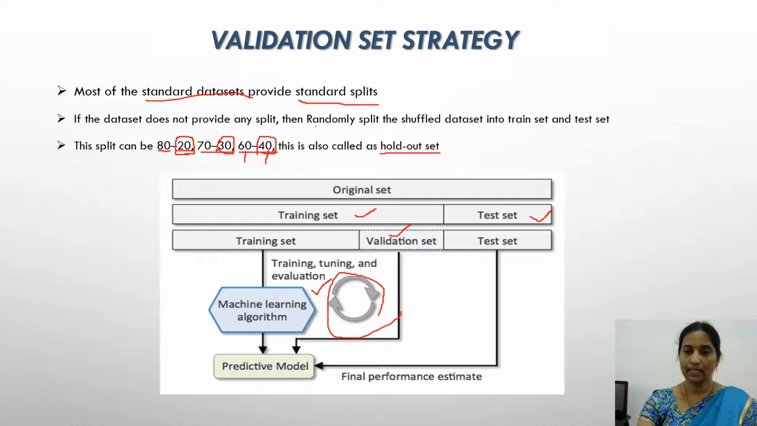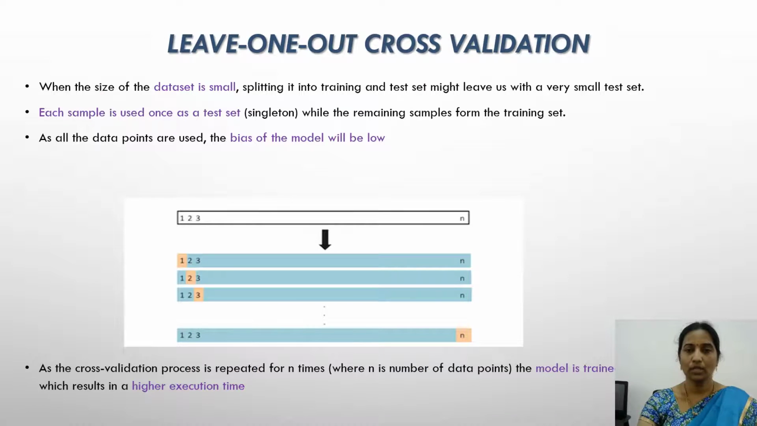So let us have a look at the other strategies. The next strategy is the leave one out cross validation strategy. In this leave one out cross validation strategy, let us see first of all why we should go for this rather than using the validation set strategy. In the validation set strategy, what we are doing is reserving a portion of the data set for testing, that is, model performance evaluation.